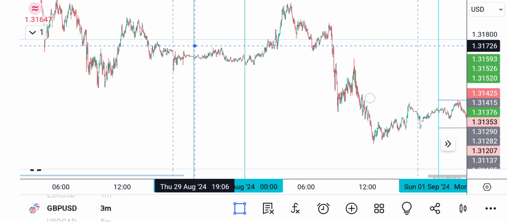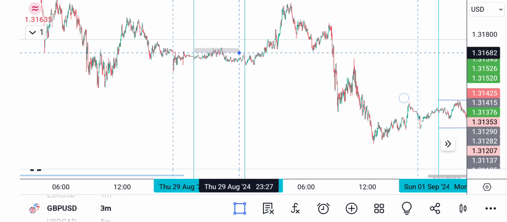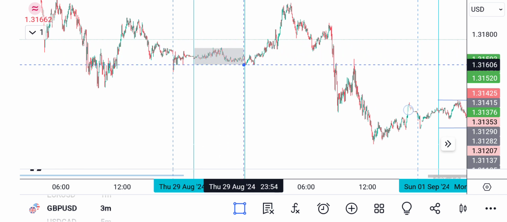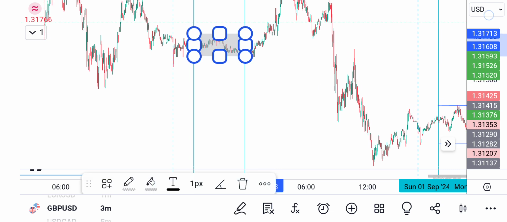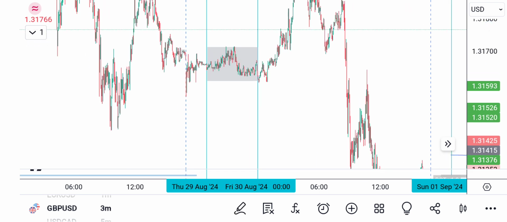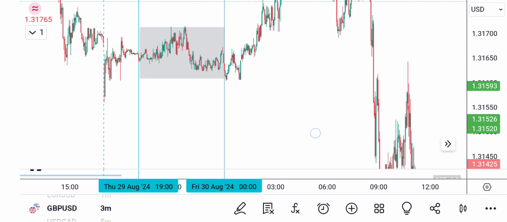So we are going to again take the high and the low of Asia like this, the high and the low of Asia, and we are going to label it Asian high buy side liquidity and Asian low sell side liquidity. This is the range here.